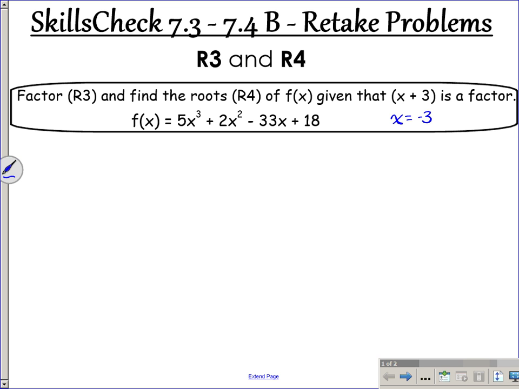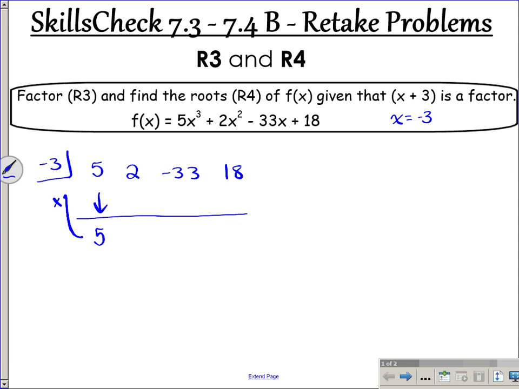So we're going to set up our synthetic division with the negative 3 out front. Our coefficients are 5, 2, negative 33, and 18. And what we do is we bring down the leading coefficient 5, multiply up. 5 times negative 3 is negative 15. Add to come down. So 2 plus negative 15 is negative 13. Multiply up. Negative 13 times negative 3 is positive 39.